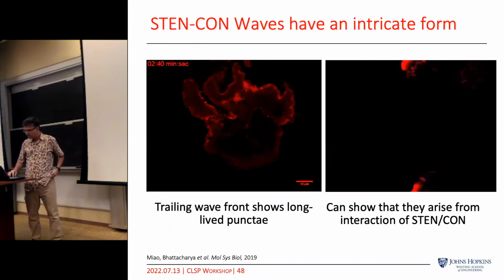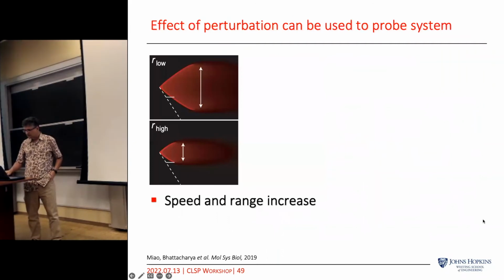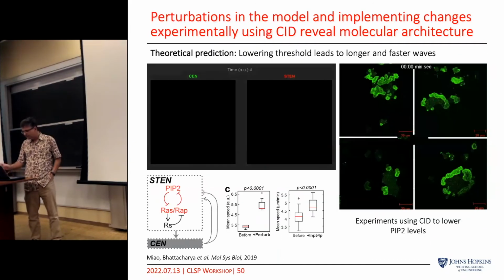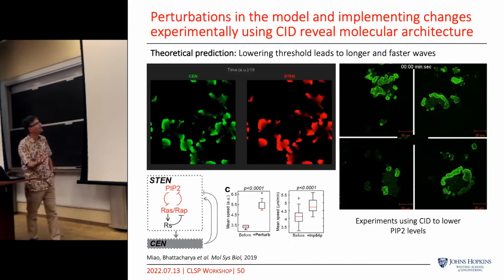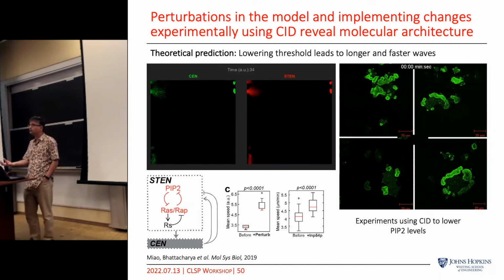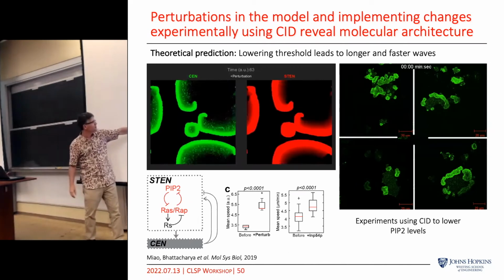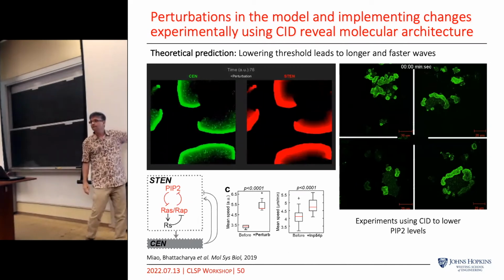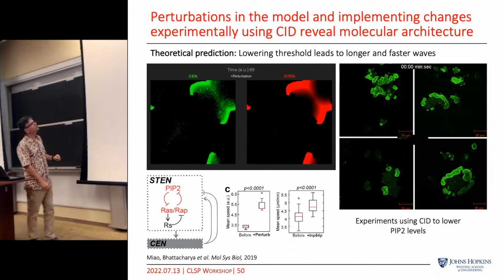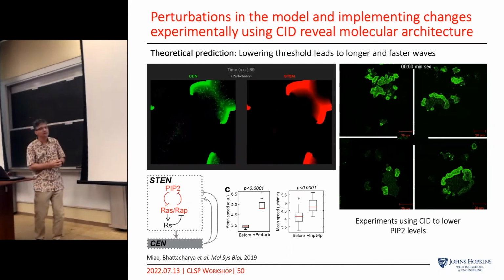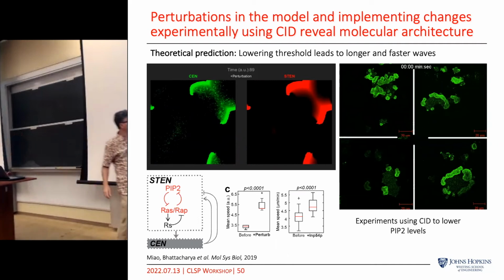I'm going to skip this. The other thing we could do is actually do those perturbations that I just told you about. In this particular case, what we perturbed was the positive feedback, and made it stronger. Our theory says that the velocity should increase, and these simulations showed that the velocity would greatly increase.